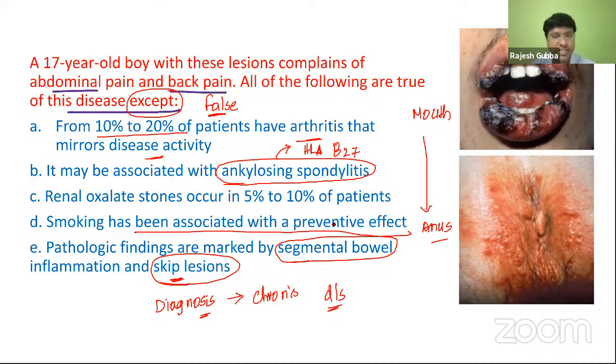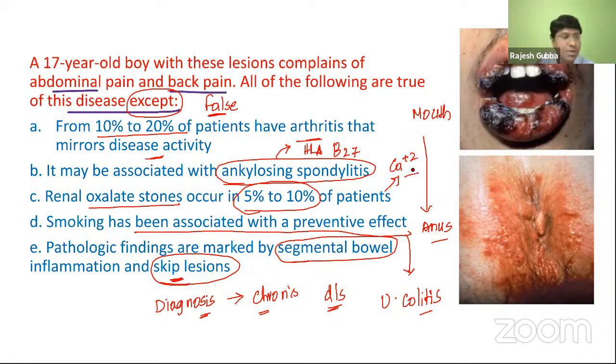So smoking has been associated with a preventive effect. That is a false statement in case of Crohn's disease. See, smoking has been associated with a preventive effect in case of ulcerative colitis, not in case of Crohn's disease. The other point is, patients with Crohn's disease will also have renal oxalate stones. These renal oxalate stones occur in almost 5 to 10% of patients, and they are due to malabsorption of calcium.